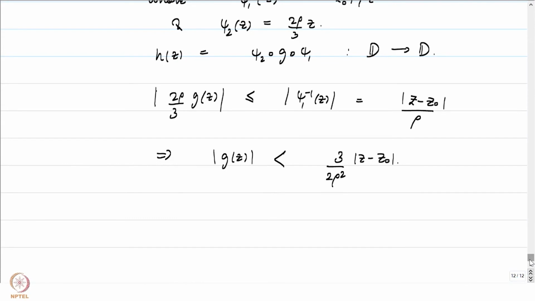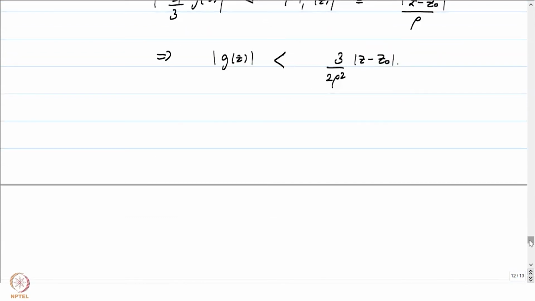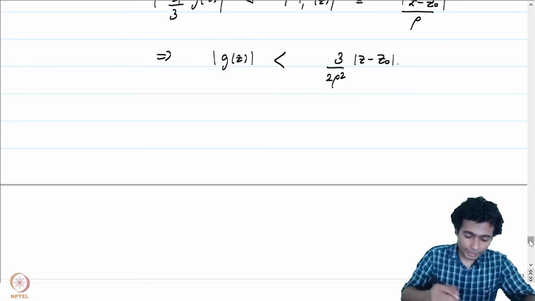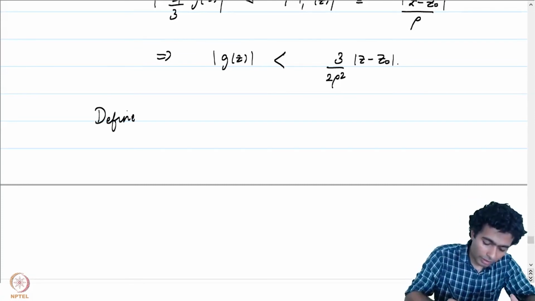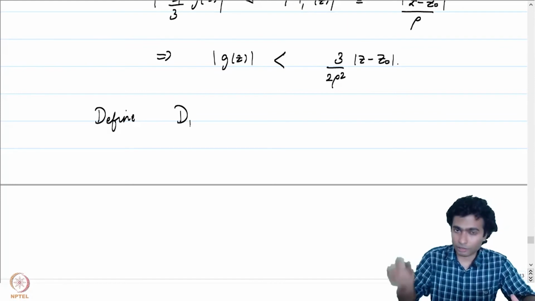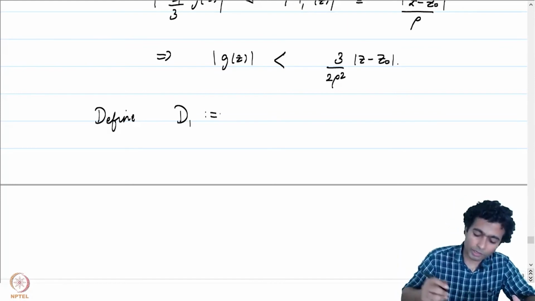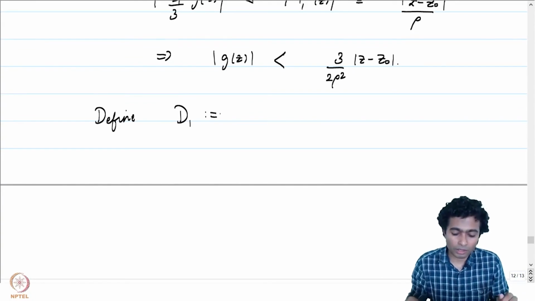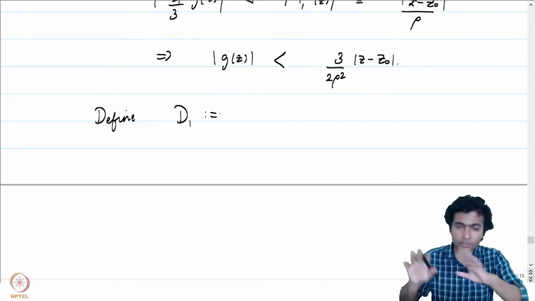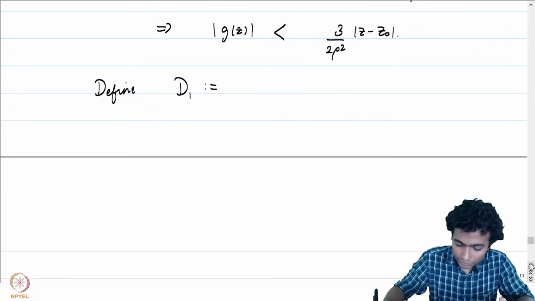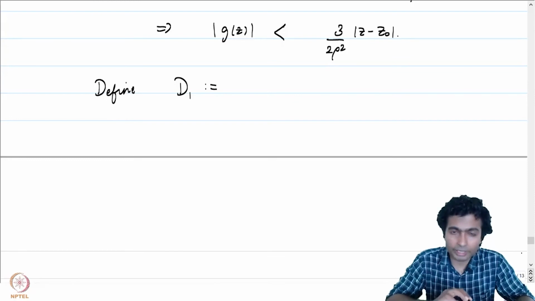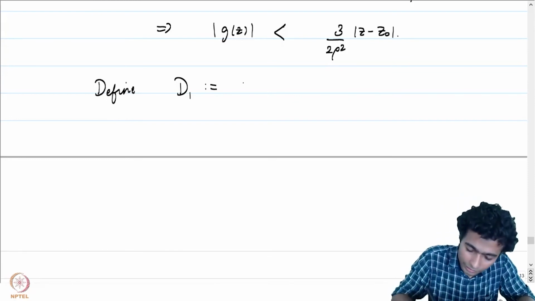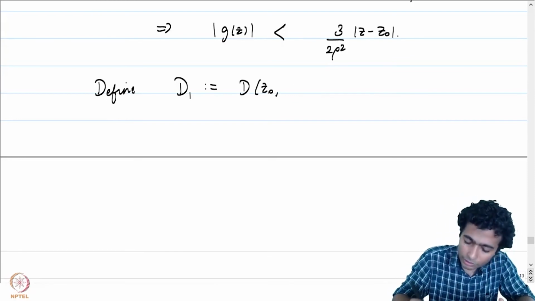So let's now consider the following disk. Define our D1, which is our goal. The goal was to get hold of a disk D1 where our function f is 1 to 1 and whose image contains the disk of radius 1 by 72. We will come to the 1 by 72 part later. Let's first show that f is indeed injective on the disk, which is given by D(z0, rho by 3).